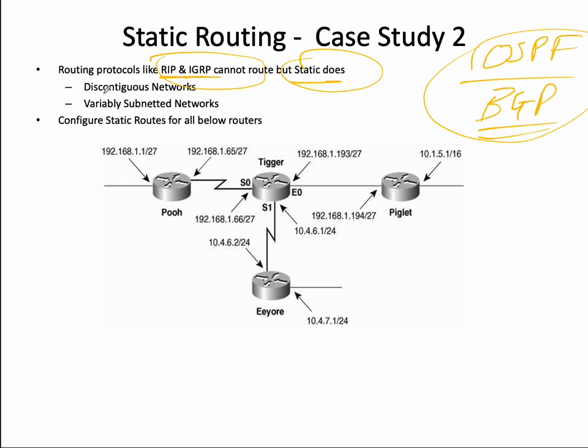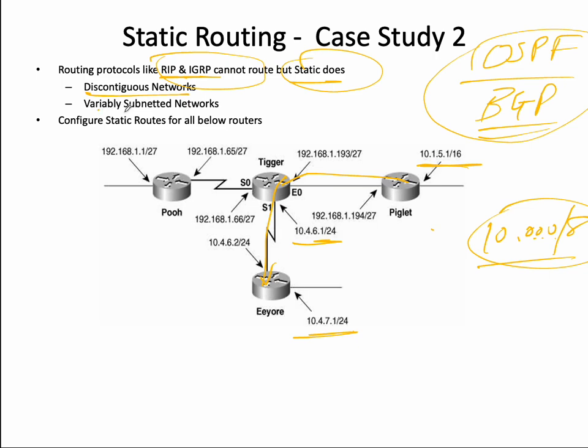So what are discontiguous networks? Basically, it occurs when two or more subnets or networks that are part of the same larger network are not directly connected to each other. They are separated by one or more other networks or routers. Let's say you can summarize 10.0.0.0 as your entire /8. This is part of the larger network, and this one and this one also. But if you want to talk to 10.4.7.1, it's not directly connected. It goes via the Tiger router in this way.